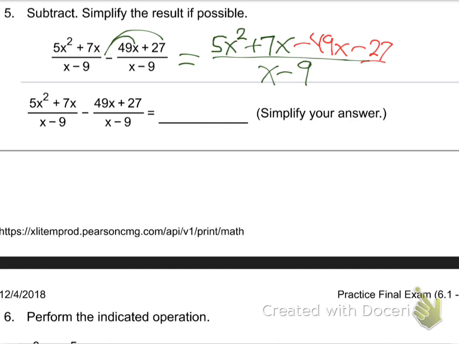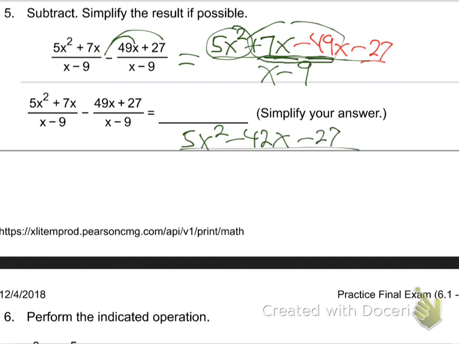Okay. So what does that give us? 5x squared minus 7x plus 49. Isn't that minus 42x? Just combine like terms right there in the middle. Minus 27 over x minus 9. Now, can we factor further? I think so. We're going to have to factor this top. How am I going to factor it?